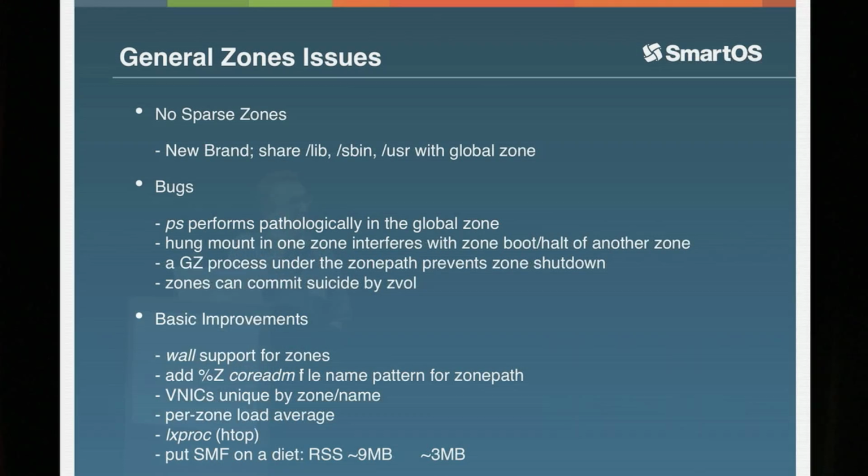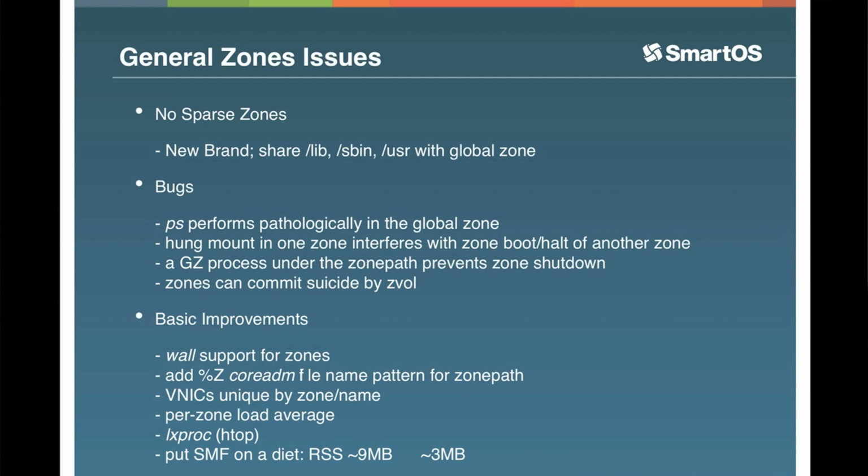The next area, we fixed a lot of bugs in the system to make zones work better. I'm not listing all the bugs here, I just picked out a few that I think are interesting to quickly review. One of them is PS. You don't see this on a system that's maybe only running 10 zones, but if you've got a box running 100 zones and you run PS in the global zone, it behaves really badly. We tracked that down to the way it was looking at TTYs for processes in the non-global zones. We had to fix that.